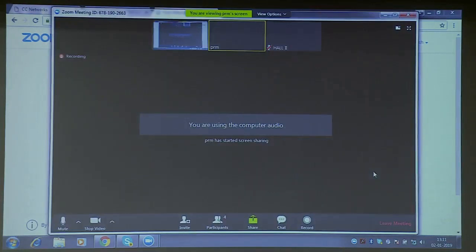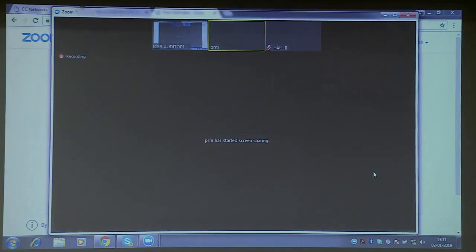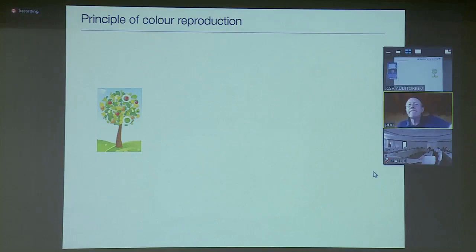Somewhere in the brain, it's a percept. It's a percept based on the relative activation of receptors. So now you can understand, and that bit of understanding helps you understand the principle of color reproduction.